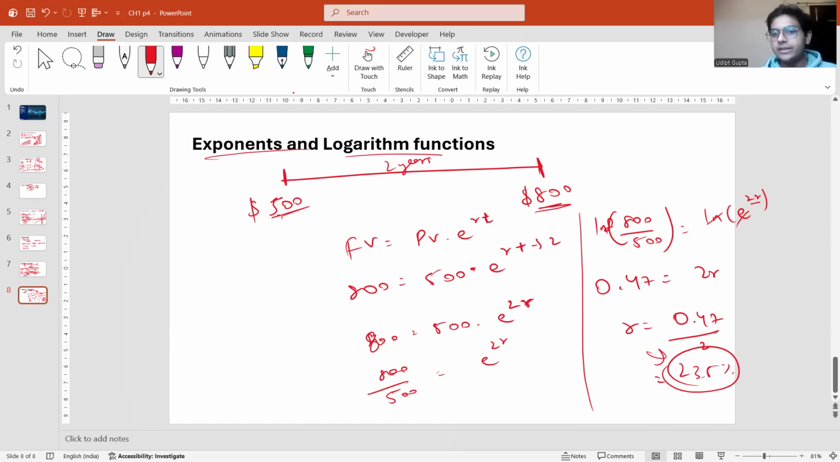This is how you calculate the numbers. This is how easy it becomes when you're working with these numbers. And that's where exponential and logarithm functions are used.